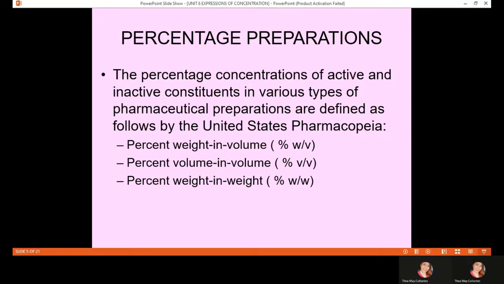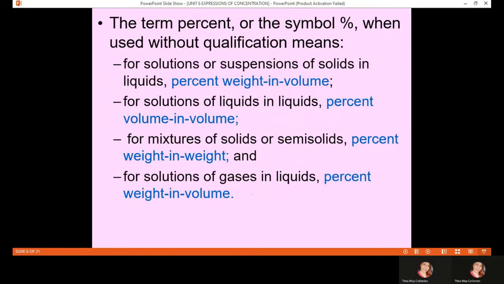All of these percentage preparations are what we use to derive such formulations. As you can see, we have percent weight in volume, volume in volume, and weight in weight. If we are talking about percent weight in volume, these are solids that have been suspended in your solvents. The preparations for that would be different solutions, like NaCl in water, or suspensions, like amoxicillin, the antibiotics, or even Biogesic, as a suspension. You can see that it is a solid suspended in our solvent.